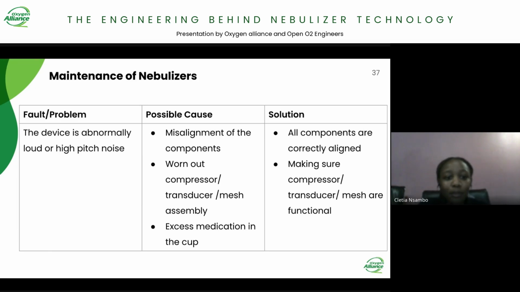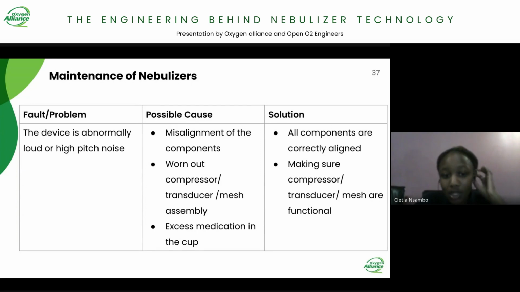The next problem that we'll look at is that the device might be abnormally loud or have a high-pitched noise. As mentioned, jet nebulizers are generally associated with noise, right? But the noise we're talking about is abnormal or high-pitched. The possible causes for this might be misalignment of your components. This misalignment of the components I'm talking about is in the nebulizer or the cap itself for the removable baffle that we just saw in the previous slide.